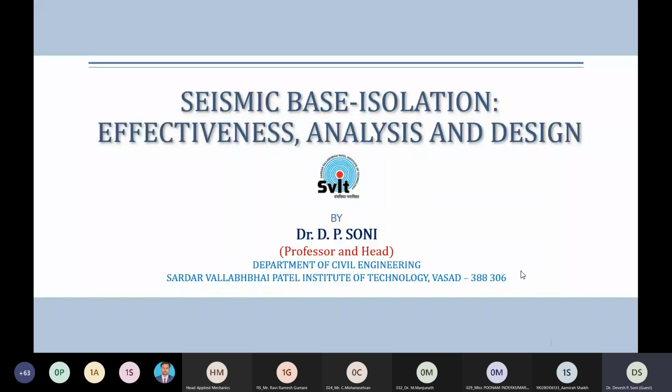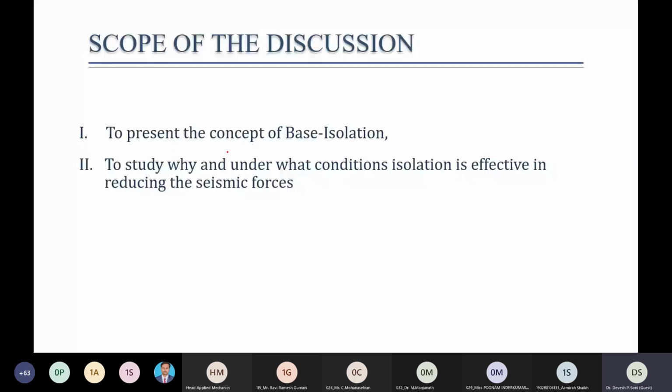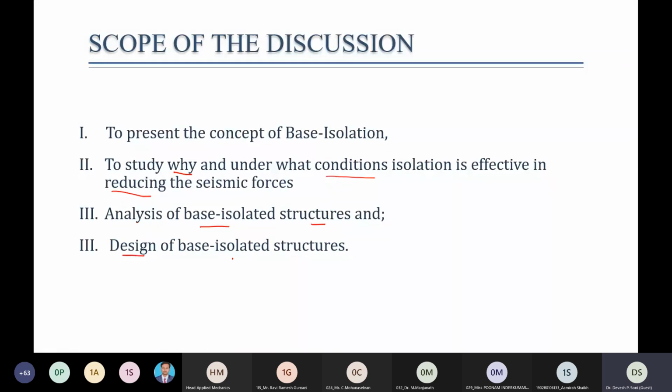So the topic of our today's discussion is seismic base isolation, its effectiveness, analysis, and design. The scope of the discussion would be restricted to four main points. Number one is to present the concept of base isolation, then to study why and under what conditions the isolation is effective in reducing the seismic forces. Next is how to do analysis of base isolated structure. And the fourth and last one is the design of base isolated structure.